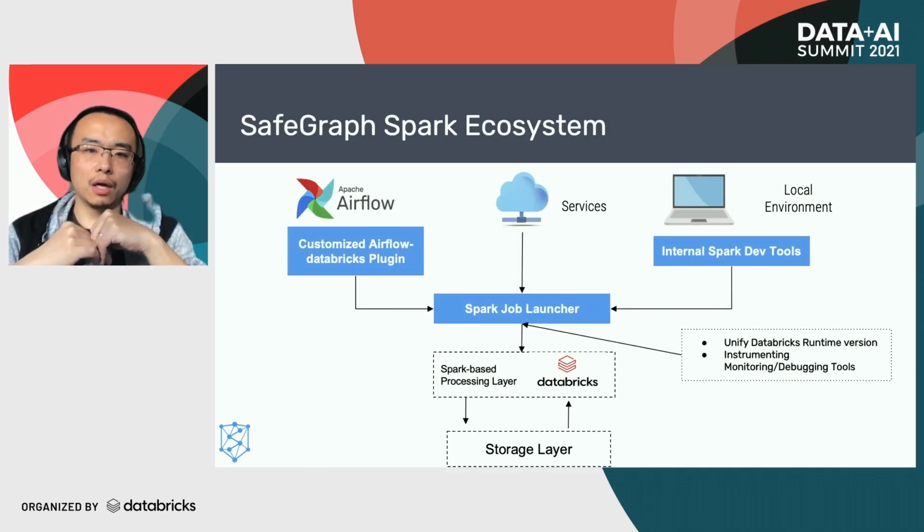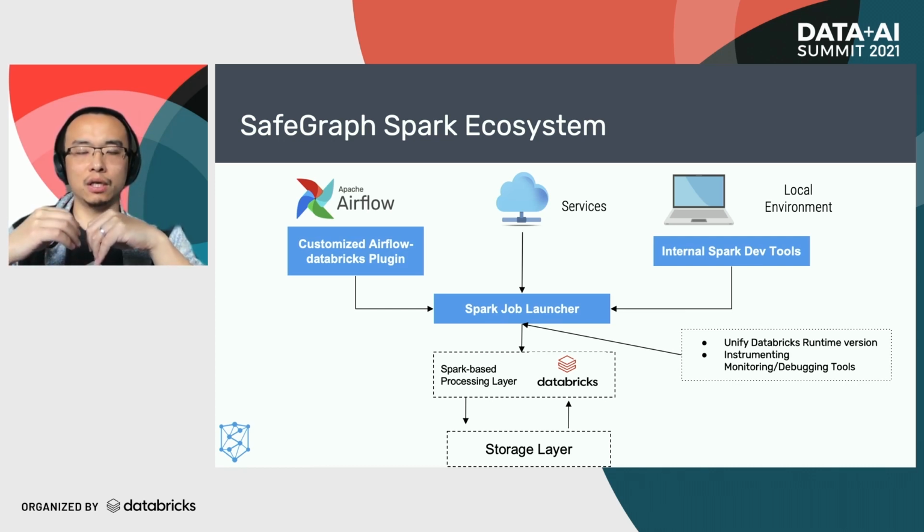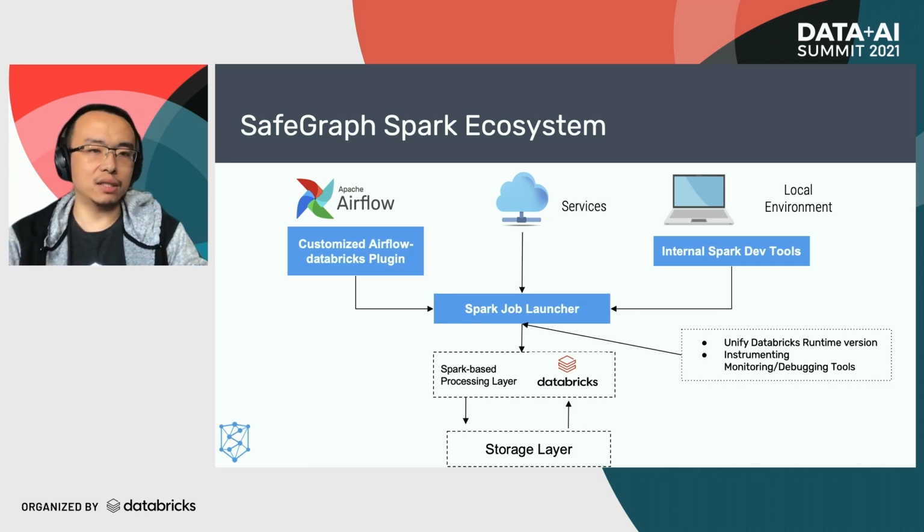To resolve this problem, we developed our Spark job launcher. It is the interface between the channels that trigger Spark jobs and Databricks. Through the Spark job launcher, we can unify the Databricks runtime version. And also we can instrument monitoring and debugging tools. To call this Spark job launcher, we have different ways. On the Airflow side, we have customized the Airflow and Databricks plugin. On the service side, we can call it directly. And on the local environment side, we have our internal Spark development tools, which also call this Spark job launcher.